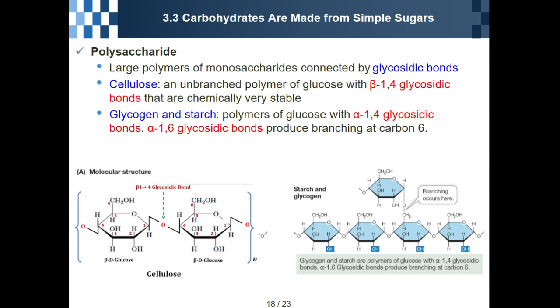What is cellulose? Whenever we eat parsley, all parsley is composed of cellulose, and also another vegetable is composed of it. All of them are composed of cellulose. Okay, so their structure is like this.